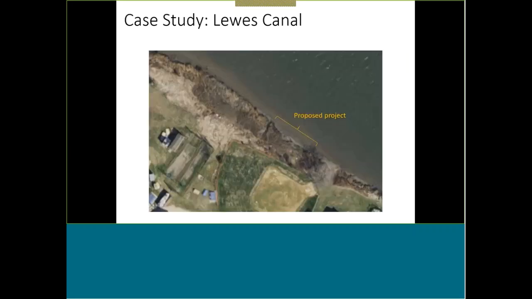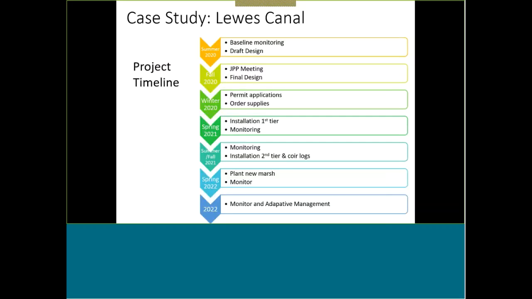So zooming into that a little bit, you can see on the top of this picture the nice stable shoreline where our project was, and then the proposed project area, you can see that the shoreline is a little more jagged. It's definitely further back from the rest. Our project timeline is we've already started doing some baseline monitoring. We've been doing that for years, actually, which is unique in this case, and we've started to draft up some of our design right now.